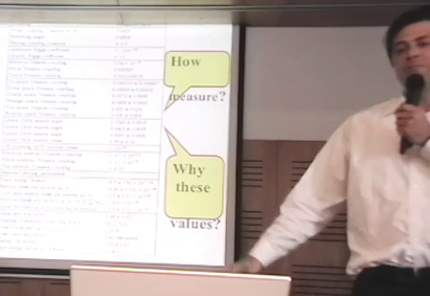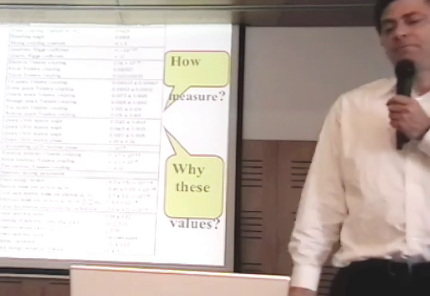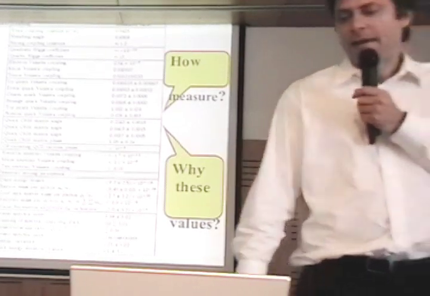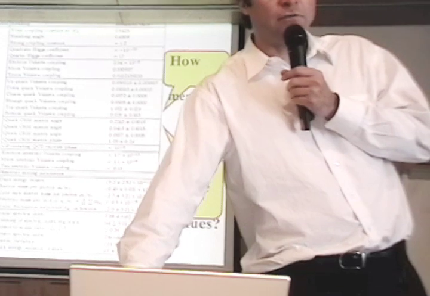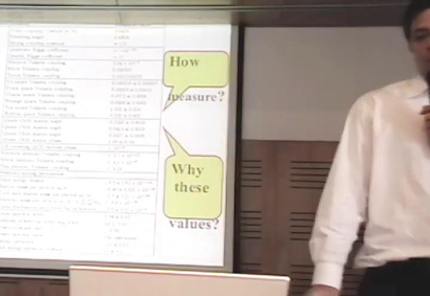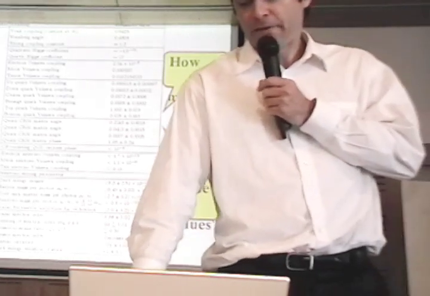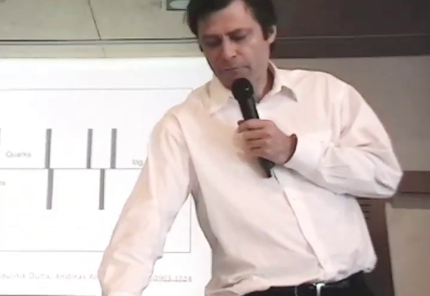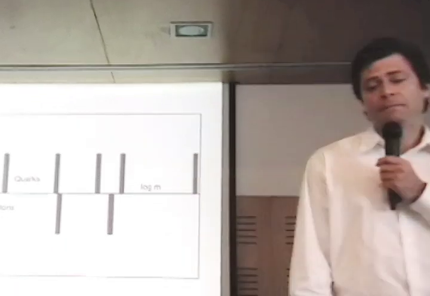First of all, how would you measure them? And we know how to measure most of them. And then why do we have those values? And more generally, what do these numbers actually tell us? We have had a fair bit of discussion here informally about what they tell us. Many of them look a bit like random numbers.